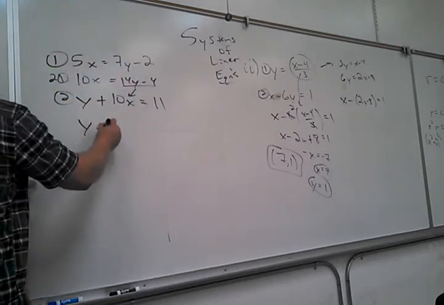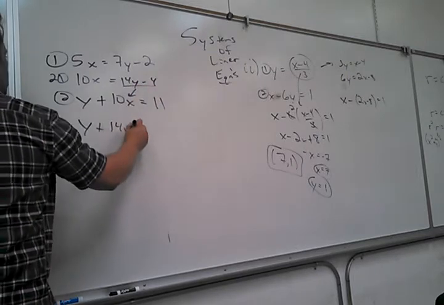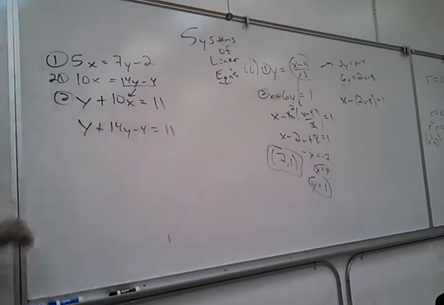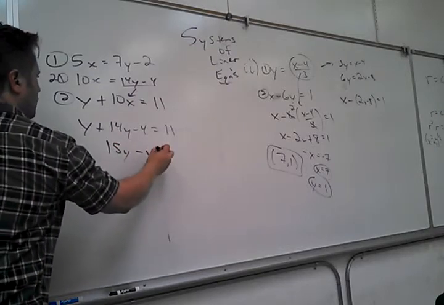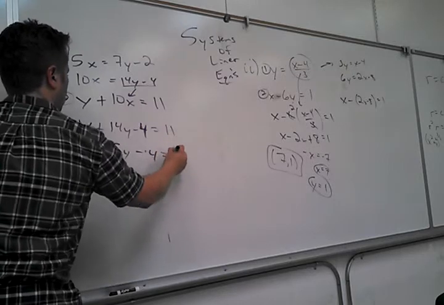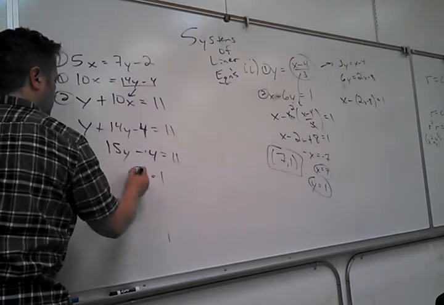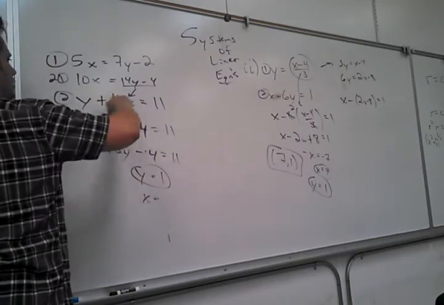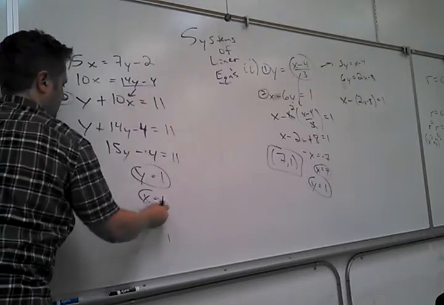So then y plus 10x, which is this. So 15y minus, what is that trying to say? 4. 11, y equals 1. X would then be 1.